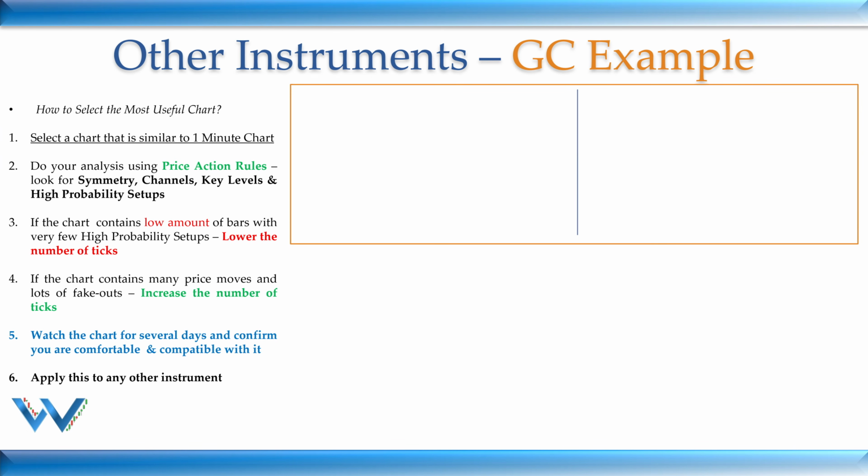Every single time I want to find the best tick chart for a new instrument that I want to trade, the number one step is I need to find a tick chart that is most similar to 1 minute chart, because 1 minute chart is an optimal time-based chart for scalping, but I want to find optimal tick chart because time-based charts are not as symmetrical and they don't provide as many details.